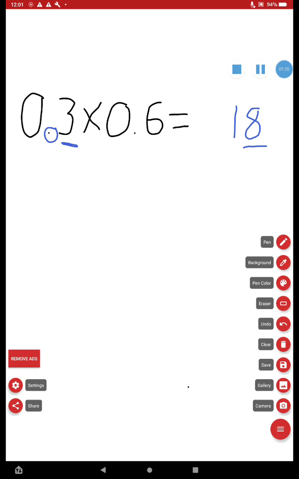But wait, my second number I multiplied by also has a decimal point. How many numbers are to the right of that decimal point? 1. You might say, hey, I've got one, but remember, let's count total places to the right. I have 1, 2. So that means in my answer I need 2 places, which means the decimal point is going to go right there. Decimal point 18. Well, remember, we put the 0 in front of it, and we call it 18/100ths.